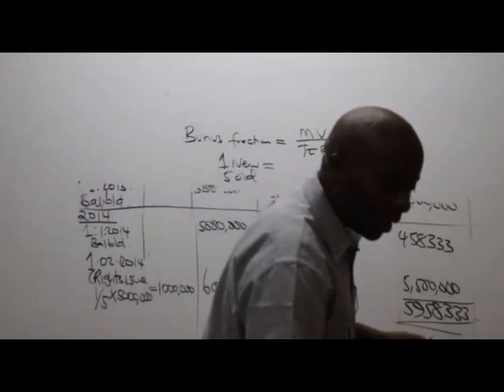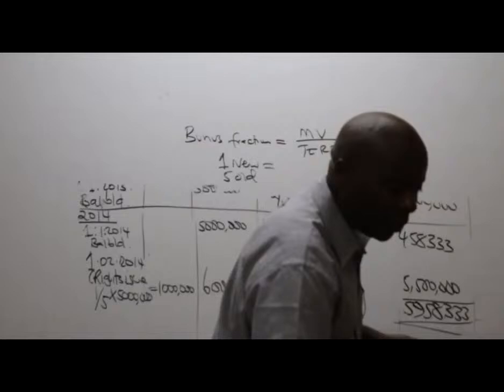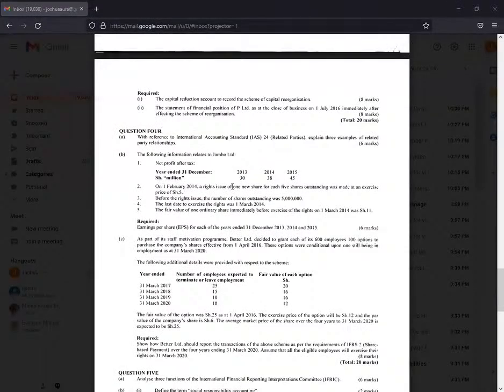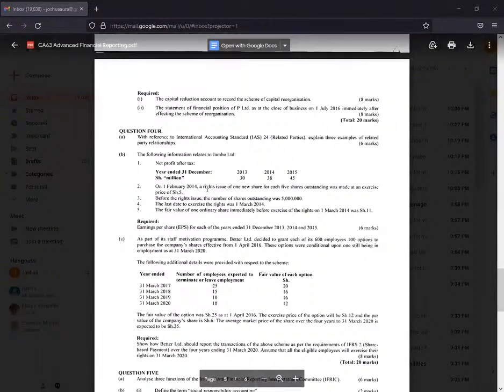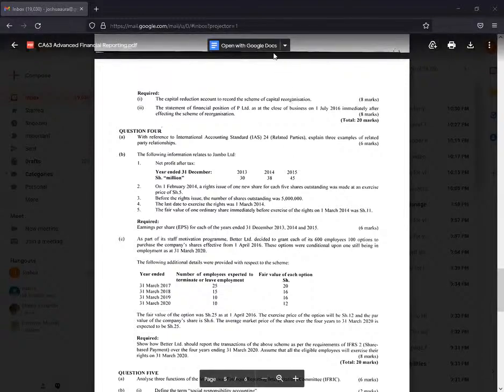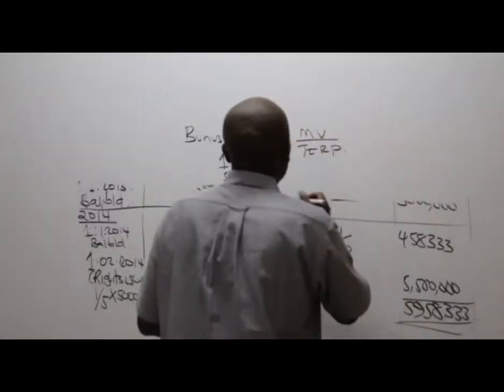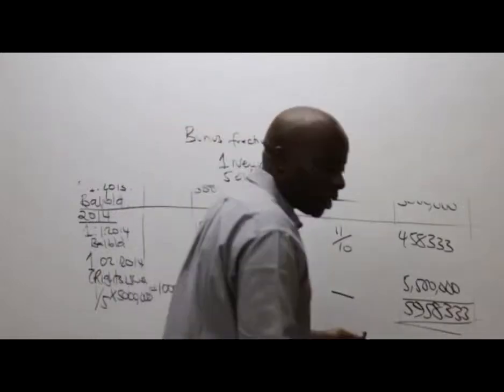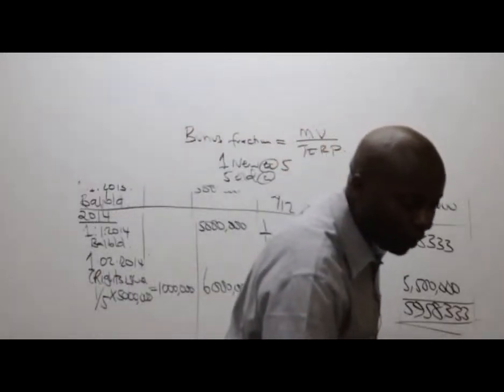So when we read here, ladies and gentlemen, they have told us on 1st February 2014, a rights issue of 1 new share for each 5 shares outstanding was made at an exercise price of 5. So the rights price is 5. Right is 1. So 1 new at 5 bob. So this 1 new is at 5. And then the 5 old shares, each one of them was going for 11 bob.